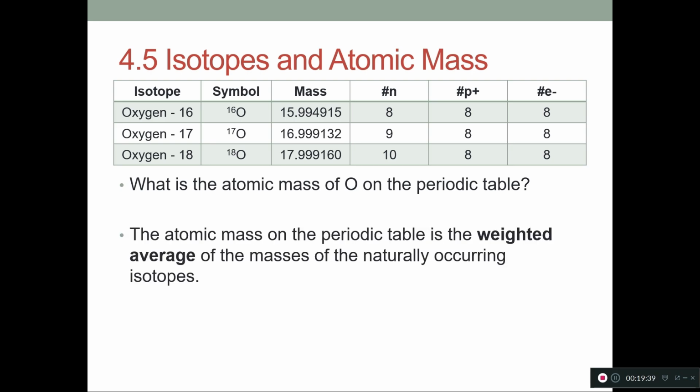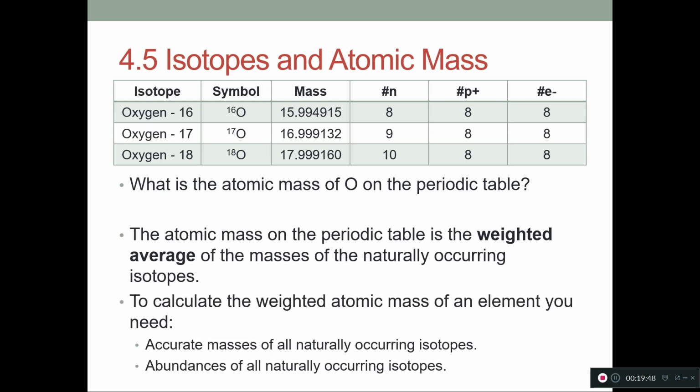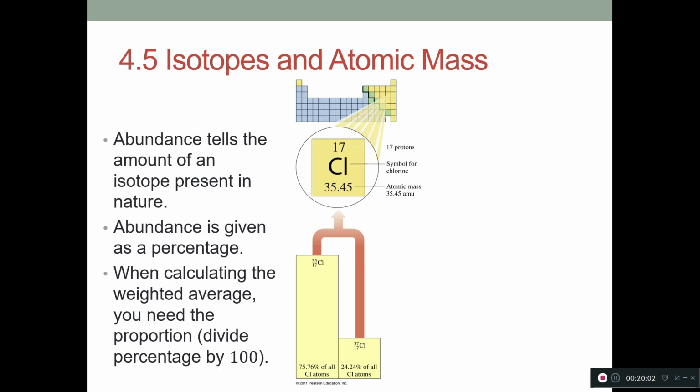The atomic mass on the periodic table is what's called a weighted average of the masses of the naturally occurring isotopes. So to calculate the weighted atomic mass of an element, you need accurate masses, which is what we have in this column right here, and you need the abundances of all naturally occurring isotopes. The abundance is how much of each isotope actually shows up in nature.